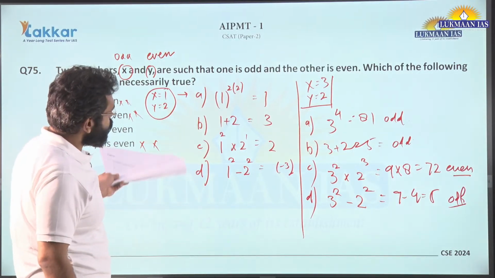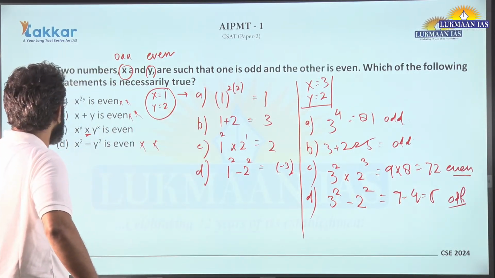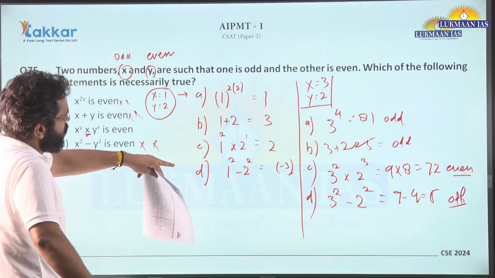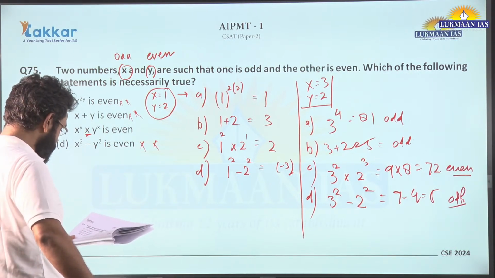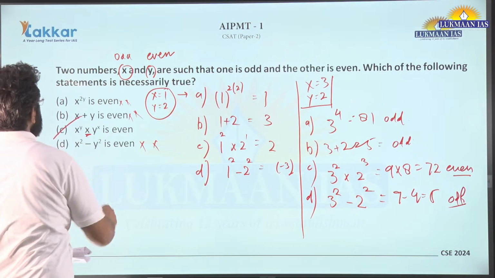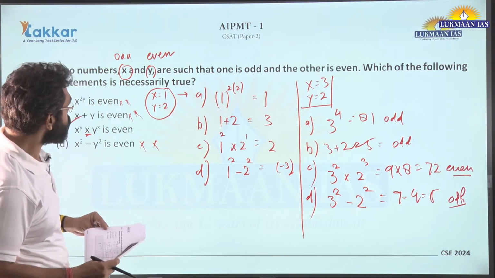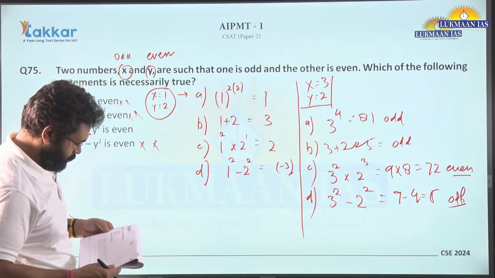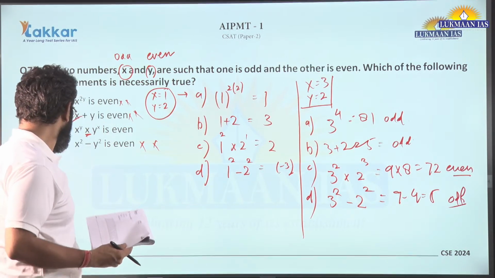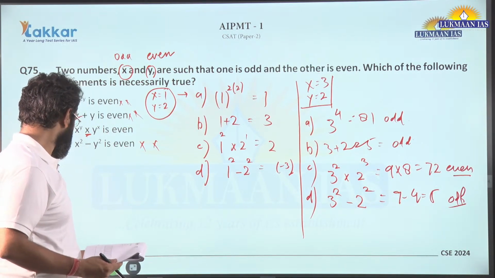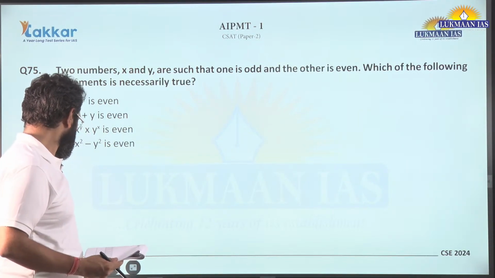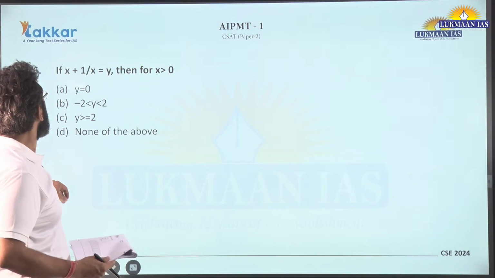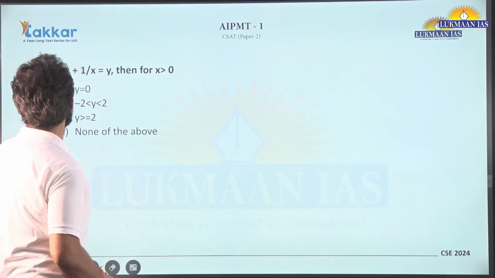Question number 75, in both the instances we have seen that x raised to the power y, when multiplied by y raised to the power x, it will always give an even number. So for question number 75, option C is the right answer. Question 76.